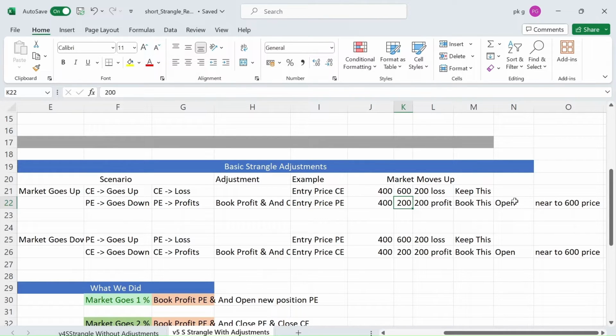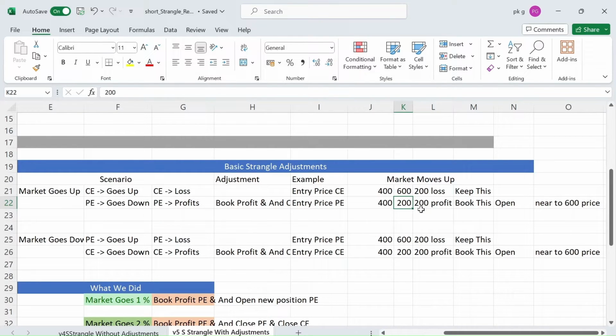price whose price is at 600, so that now the strangle width is adjusted and both CE and PE are at the same price, like when we started. So even if the market goes up from now, whatever losses are made from CE, our PE position would be able to cover that, and we have already secured the profit from this.